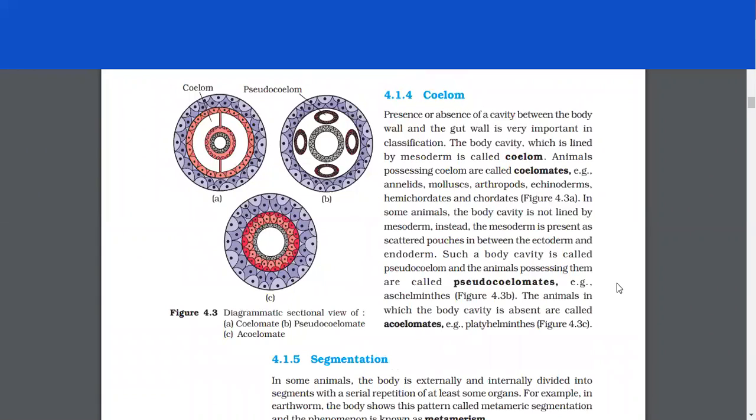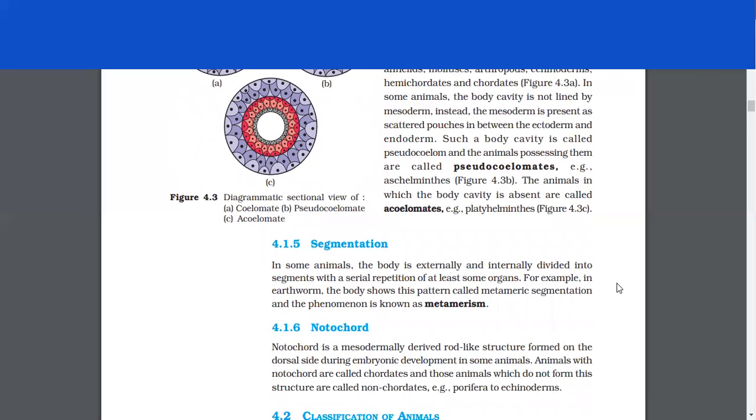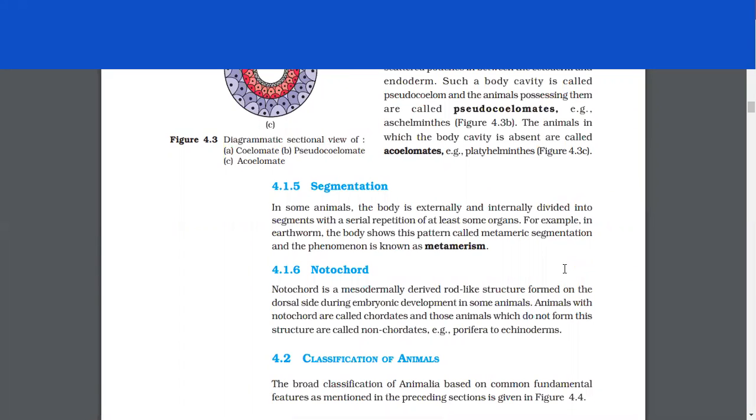Coelom. Presence or absence of a cavity between the body wall and the gut wall is very important in classification. The body cavity, which is lined by mesoderm, is called coelom. Animals possessing coelom are called coelomates, for example, annelids, mollusks, arthropods, echinoderms, hemichordates, and chordates. In some animals, the body cavity is not lined by mesoderm. Instead, mesoderm is present as scattered pouches in between the ectoderm and endoderm. Such a body cavity is called pseudocoelom, and the animals possessing them are called pseudocoelomates, for example, aschelminths. The animals in which the body cavity is absent are called acoelomates, for example, platyhelminths.